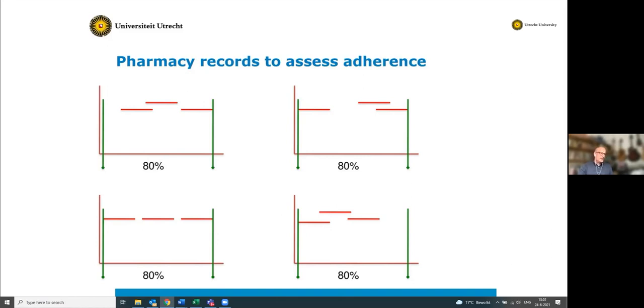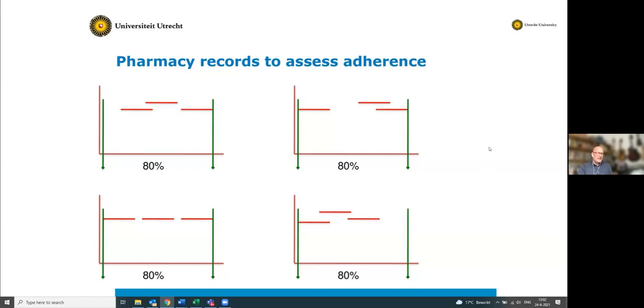So the first one on the top left, the patient came a little bit late when they started using the medication, but then was on time and had it available all of the time. So started late, but from that moment on, actually was 100% adherent if you look at the pharmacy records. In the top right example, you see that somebody started on time, but then had a gap, did not pick up the medication on time, and then picked it up on time again. So there was a gap in use somewhere in the first period.